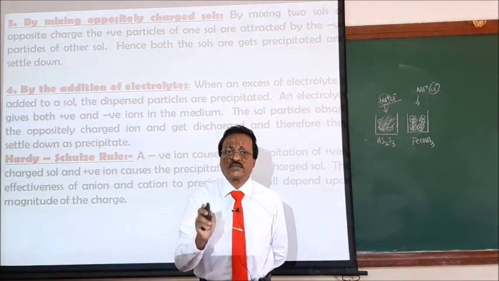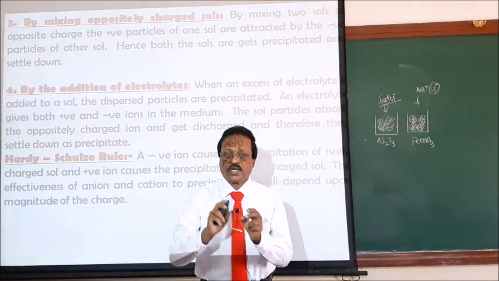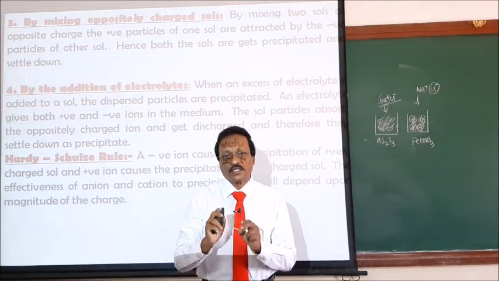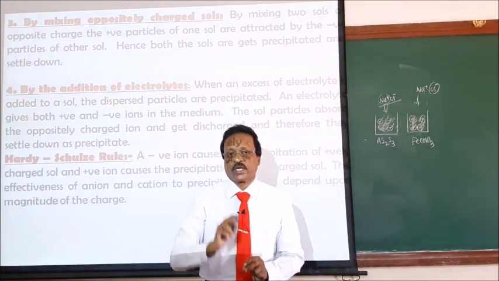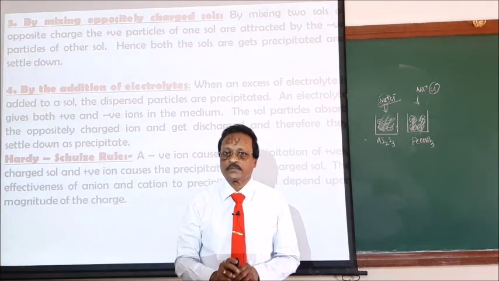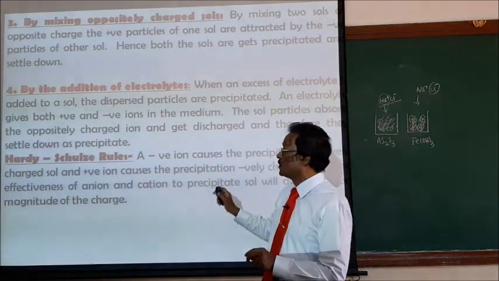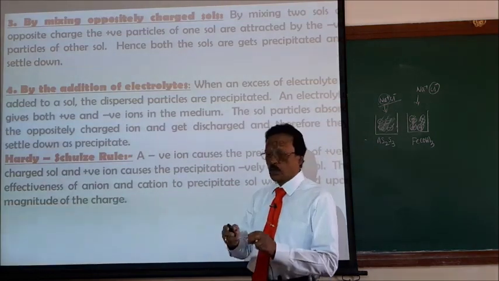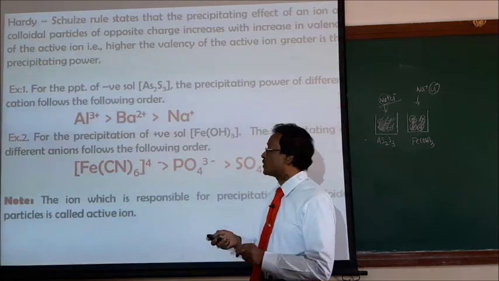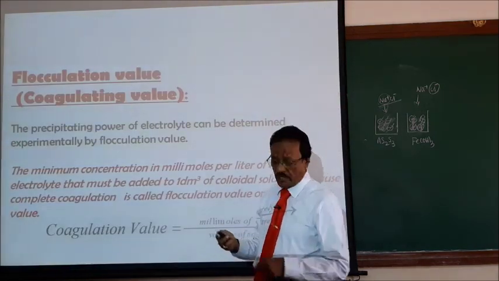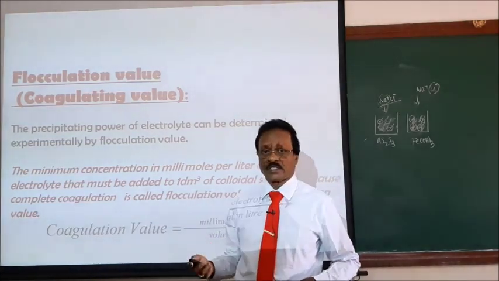increase in the valency of the ion. Higher the charge, higher is the coagulation property. Lesser the charge, lesser is the power of the coagulation of the colloidal particle. So, the power of an ion to bring about coagulation is expressed in terms of a flocculation value. Now, this is all application; you have to apply your mind in the entrance examination.